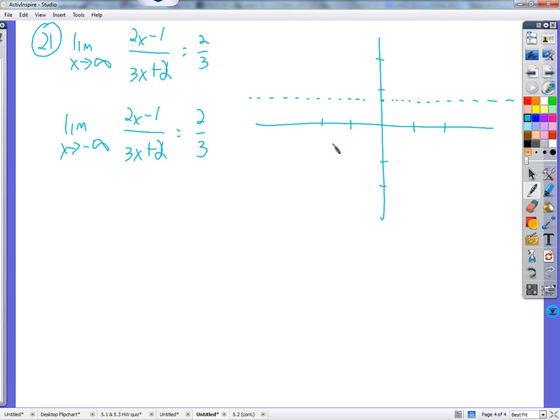It's okay if we cross over the horizontal asymptote in the middle, because we're talking about the limits where? At the end, at infinity. This is not infinity. Infinity's way out there.